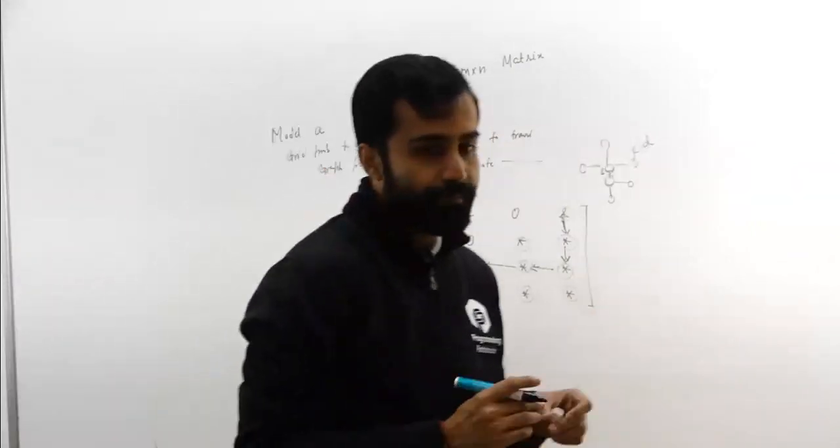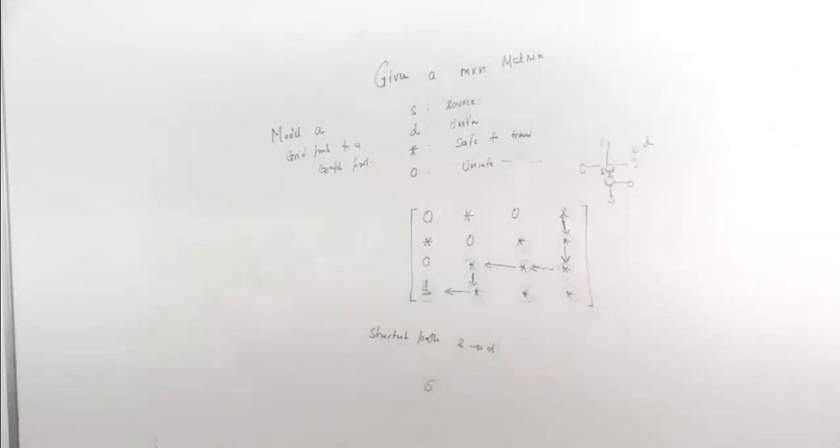Is it making sense to everyone how and why we should model this thing as a graph first? Yes or no? Yeah.